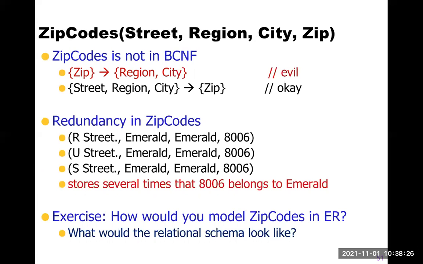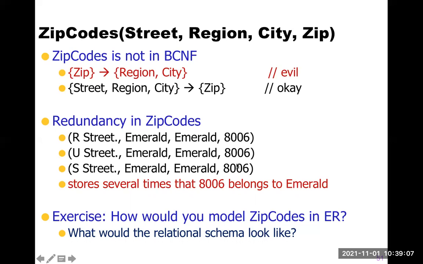What does it mean? We may have such a table: one street, another street, and another street, and the regions and cities are the same. Region is the same in the same city and the same zip. So essentially in this table, we store multiple times that some cities have just a single zip code, and that Emerald City has all its streets with the same zip code, and U Street has the same zip code, and S Street has the same zip code.